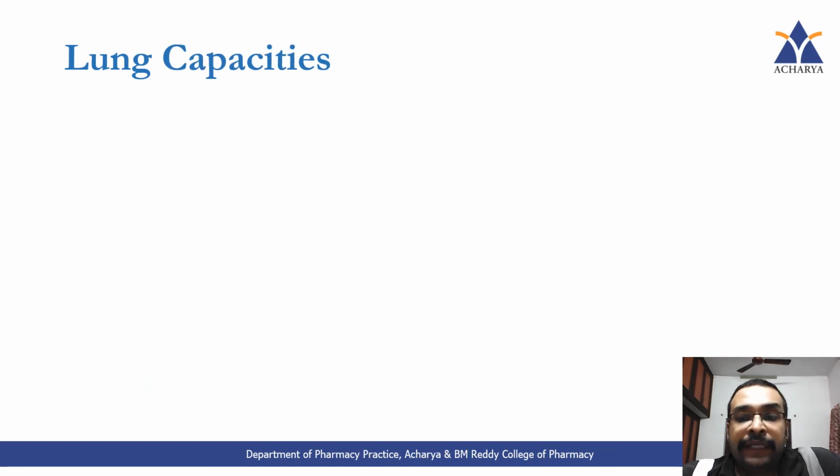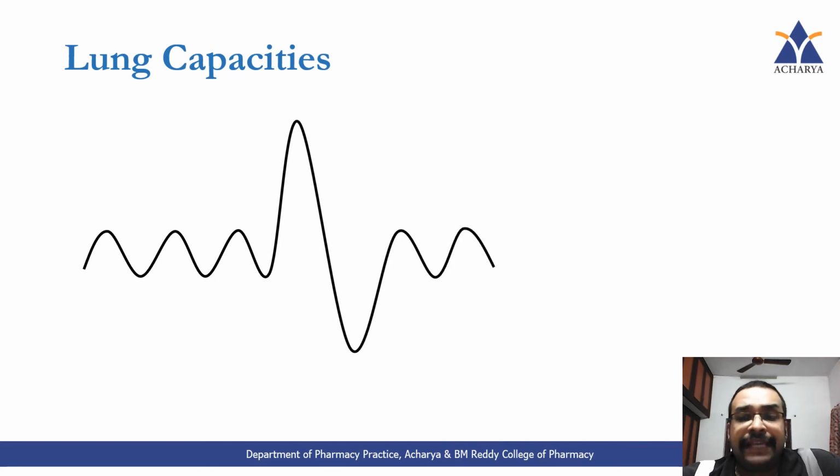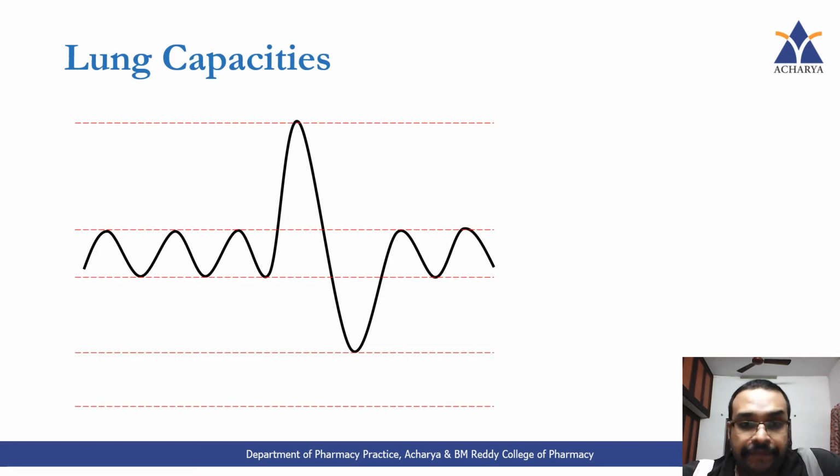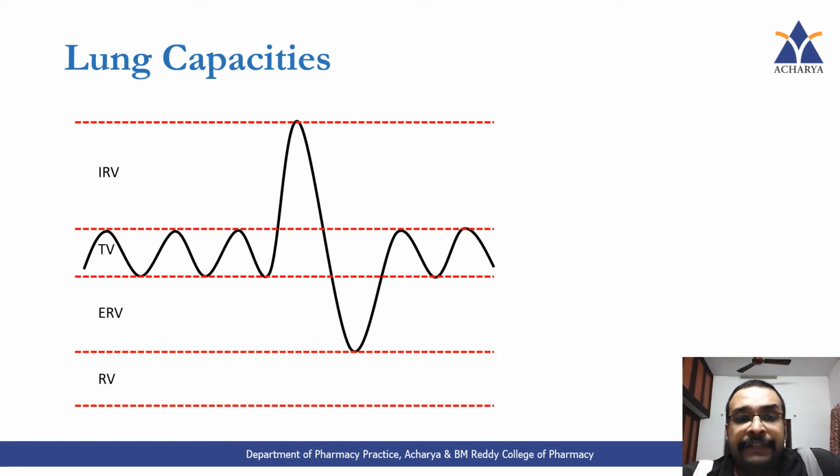Now we'll look at different types of lung capacities. Again, this is the same graph that I had shown in the previous slide, but in this graph I've included both the active inhalation and active exhalation as well. So as we saw in the previous slides, the amount of air that is breathed in or out during the resting phase or during passive respiration is called the tidal volume.